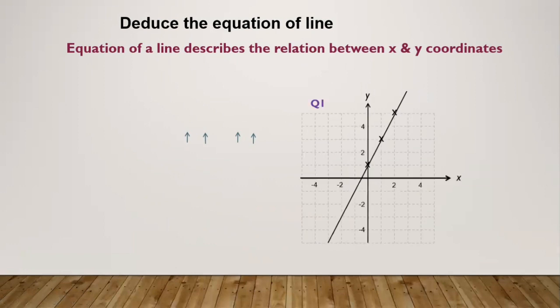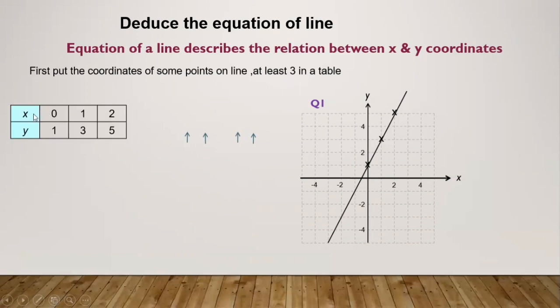So let us take first question where you are given a graph. You have a line over here. To deduce the equation of a line, the first thing we do is we make some table and write the 3 coordinates or 3 points, at least 3. 2 are enough, but you can write 3. So we take 3 points here in the form of table where these are x coordinates and these are y coordinates. When x is 0, you have y is 1. When x is 1, you have y is 3. When x is 2, you have y is 5. So we have taken these 3 points.